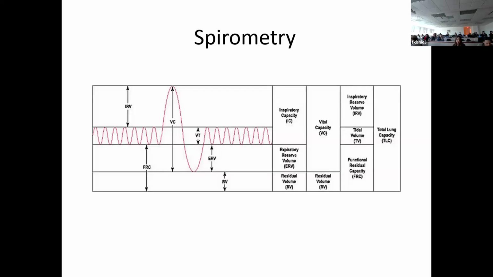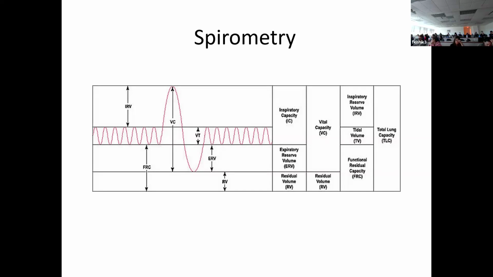So you got your spirometry curve over here. These all have different functions. Total lung capacity is over here. You're never actually able to expire all of it. You always have a little residual left. And you have your vital capacity, which is generally what you use.